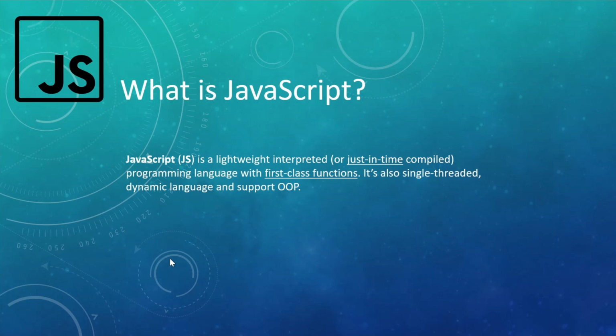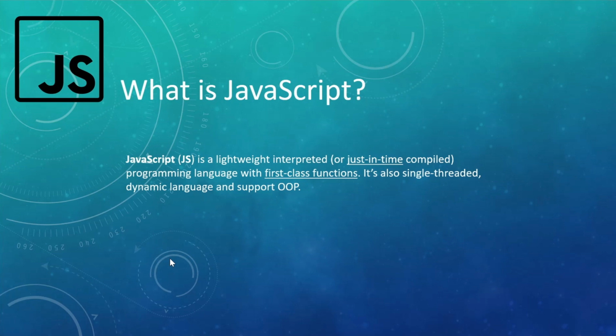First-class function means that functions get treated like any other objects. You can pass functions around, you can pass a function as an argument of a function, and you can return a function from a function. That's what I mean when I say first-class function.